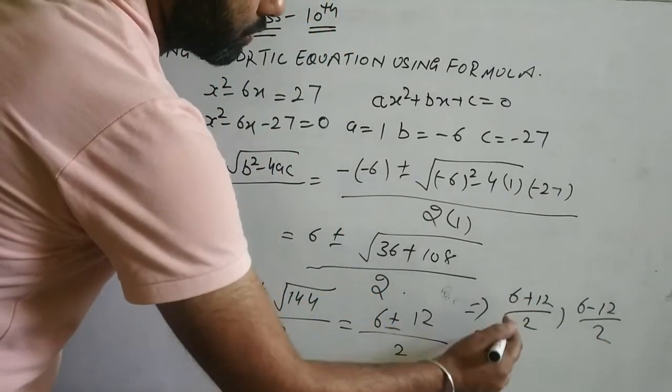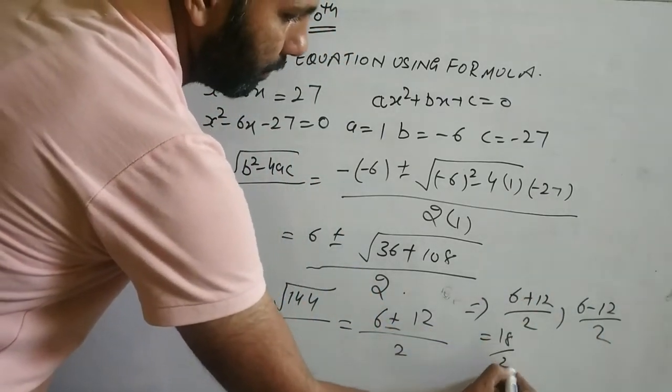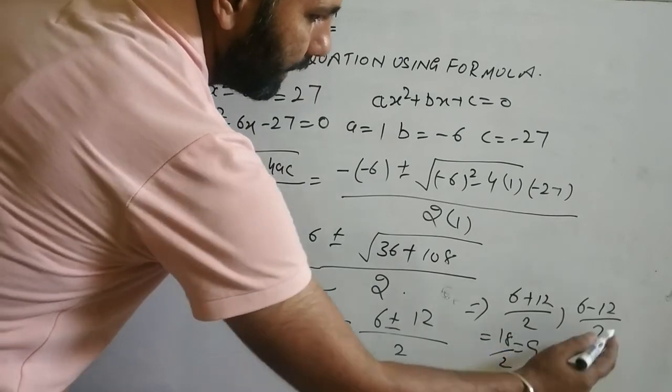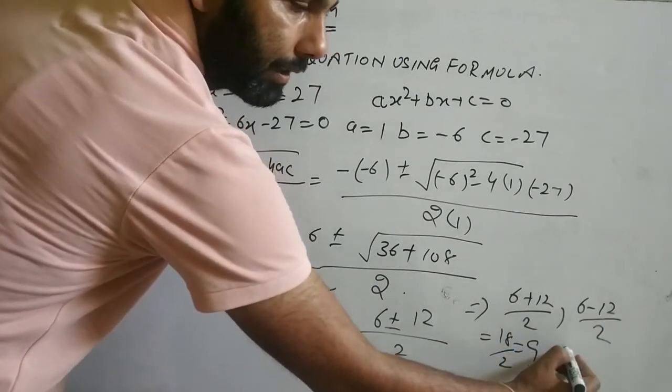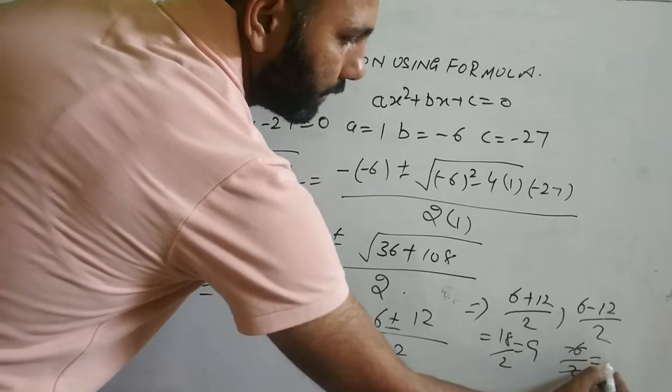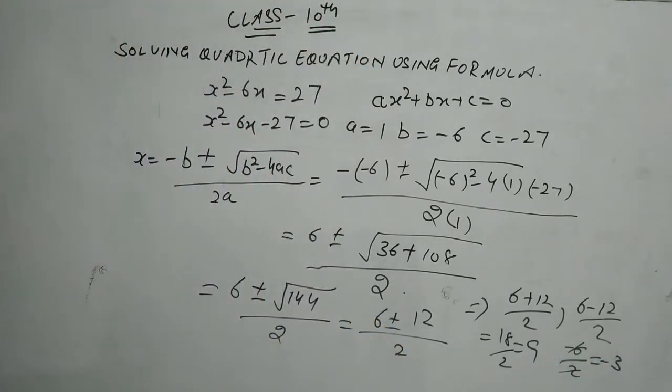So here 6 plus 12 that is equal to 18 over 2 that is equal to 9. 6 minus 12 that is equal to minus 6 over 2 that is equal to minus 3. So we got the two values of x. One is 9 and the other value is minus 3. So we got both the values of x, that is one is 9 and the other one is minus 3.